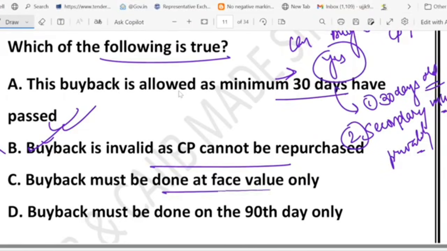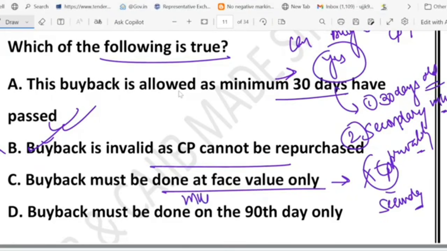Option C says buyback must be done at face value only. Totally wrong. See, CPs are traded in the secondary market, right? And the price constantly fluctuates. So buyback always happens at the market price. Remember, buyback always happens at the market price, not face value. Then option D says buyback must be done on the 90th day only. This is also wrong. Totally wrong.